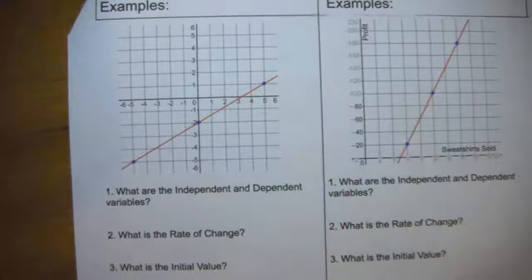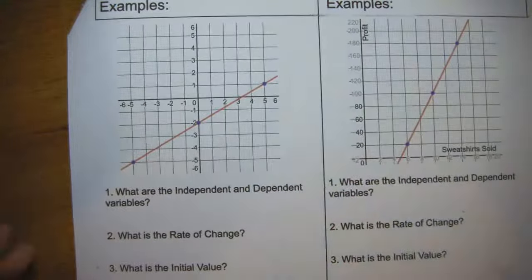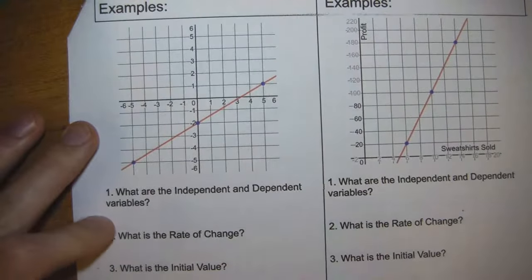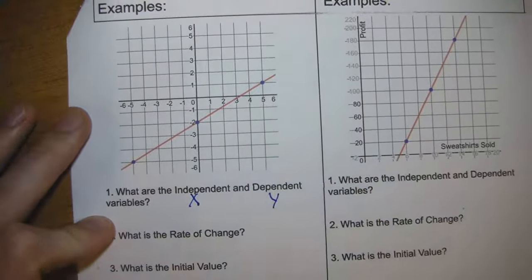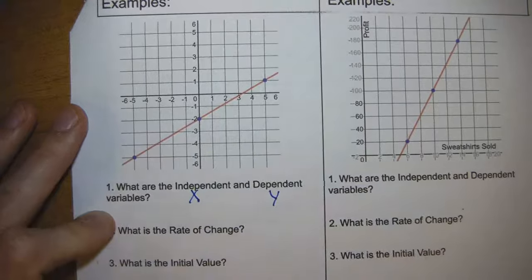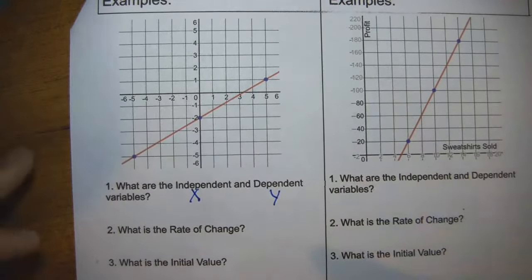This is just a random graph I put together. The x's and y's really don't mean anything. So what are the independent and dependent variables? Well, we can make that simple. Independent will be x and dependent will be y. Notice we don't have any labels here, so we don't know what we're really measuring, and that's okay.